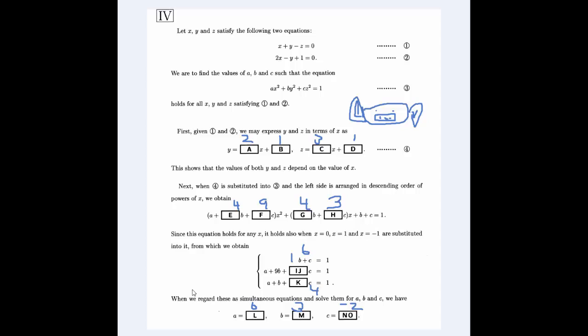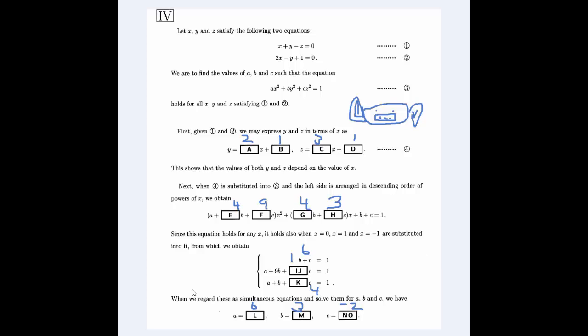First, given 1 and 2, we may express y and z in terms of x as y equals 2x plus 1, z equals 3x plus 1. This shows that the values of both y and z depend on the value of x. Next, when 4 is substituted into 3 and the left side is arranged in descending order of powers of x, we obtain (a plus 4b plus 9c) x squared plus (4b plus 6c) x plus b plus c minus 1 equals 0.